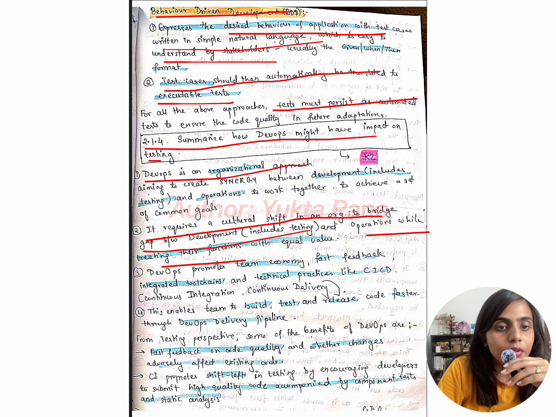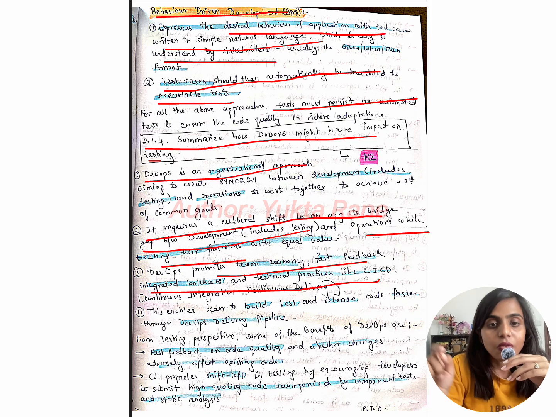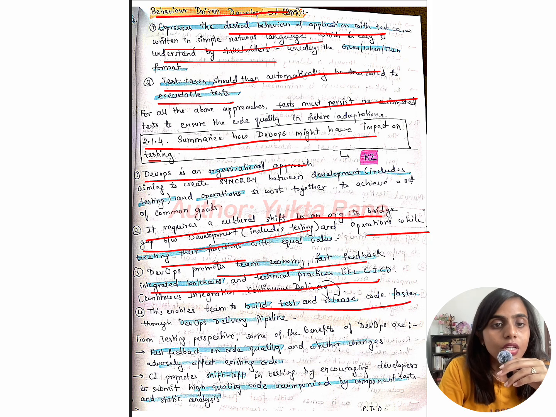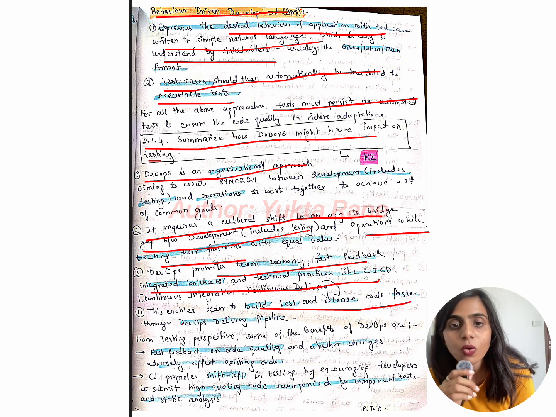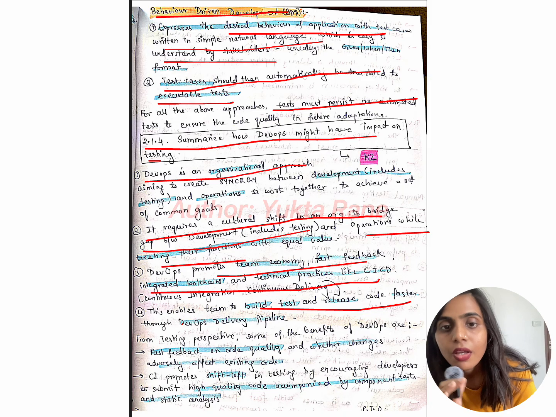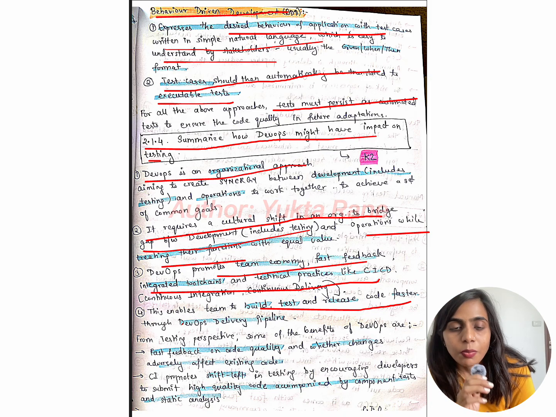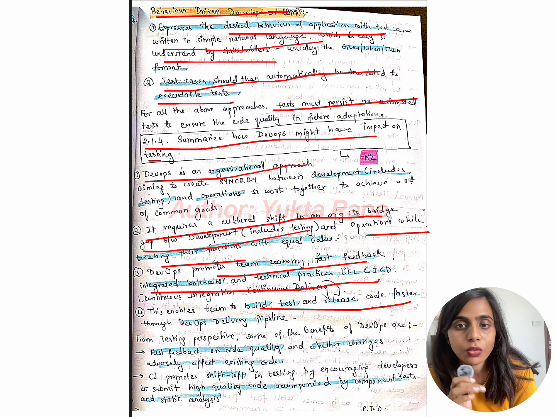So DevOps promotes team autonomy, fast feedback, and integrated tool chains and technical practices like CI/CD, continuous integration and continuous delivery. This enables teams to build, test, and release code faster through DevOps. So basically, since the development and operations teams work together, or they are nothing but a single team, including testing, they will be able to build the code.